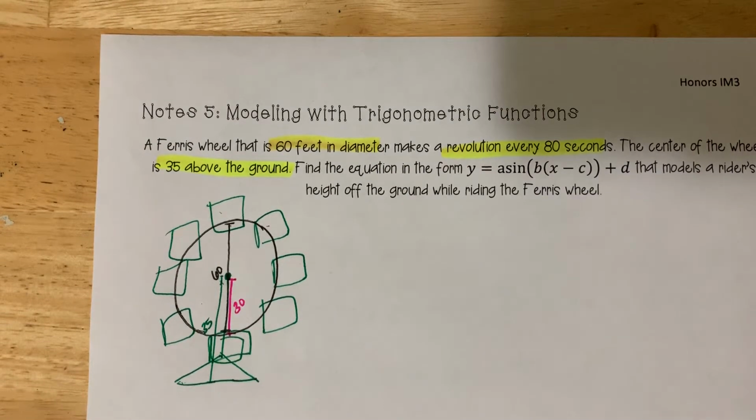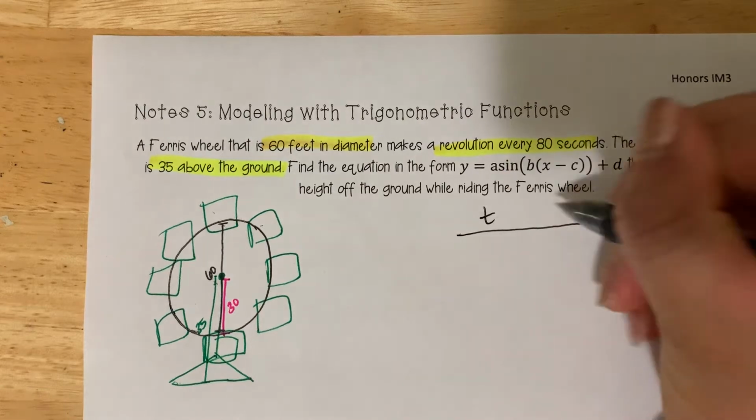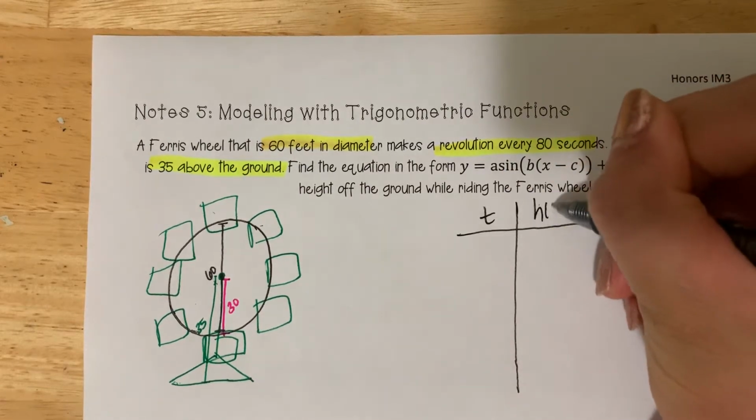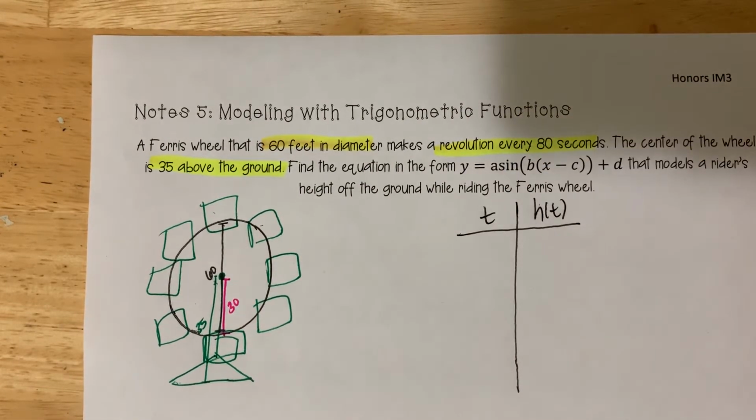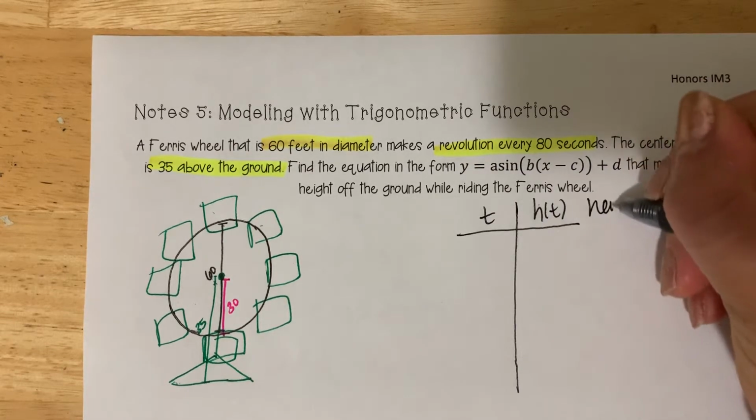And so we're going to go ahead and model what this looks like. So let's say that you are getting on this Ferris wheel. I'm going to go ahead and create an X and Y table. T represents seconds or time, and then H of T represents the height off the ground.